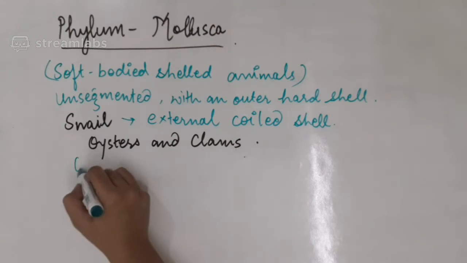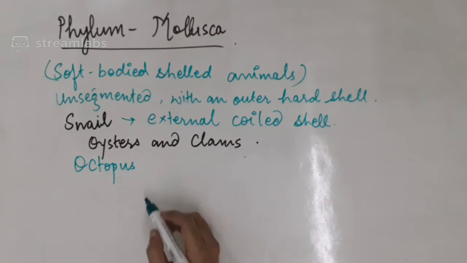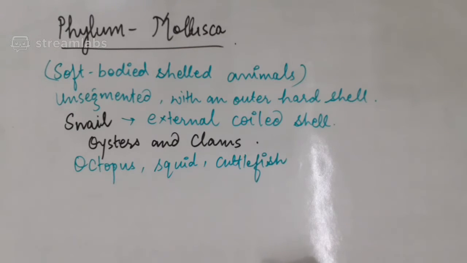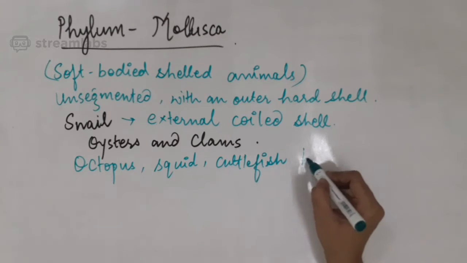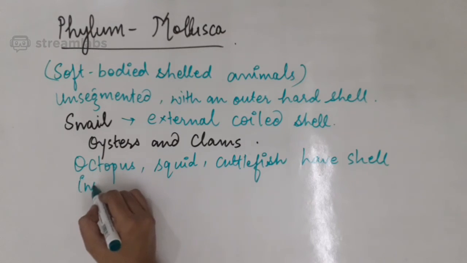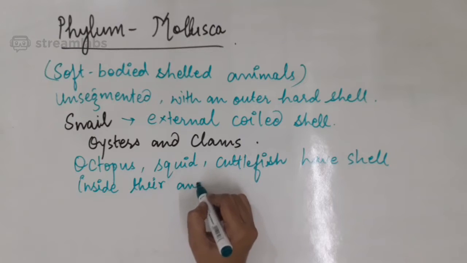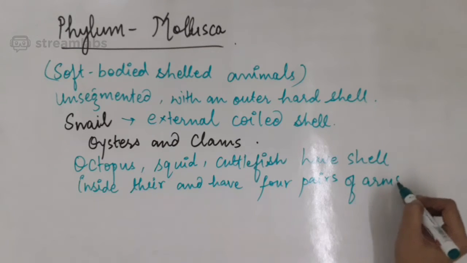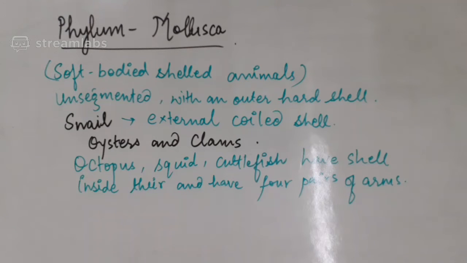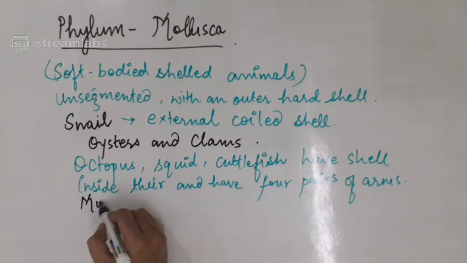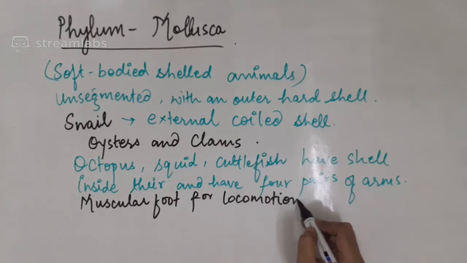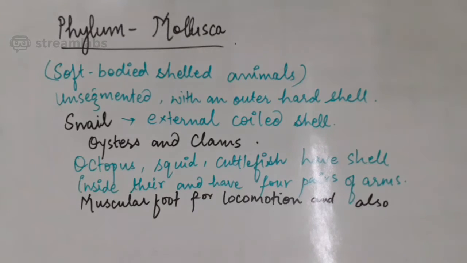Some other mollusks such as octopus do not have shell. Squid and cuttlefish, these have a shell inside their body and have 4 pairs of arms or limbs. These animals have a muscular foot for locomotion, that is the movement of the entire body, and also for acting as a weapon.